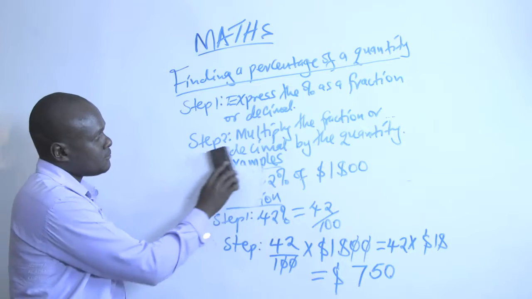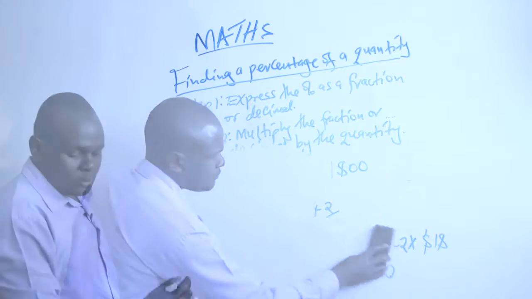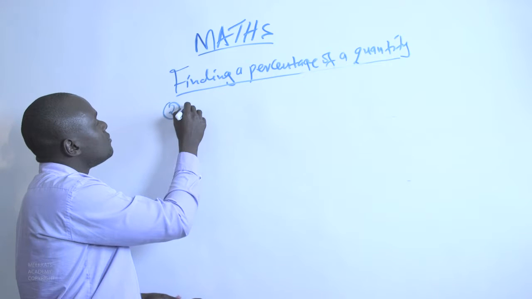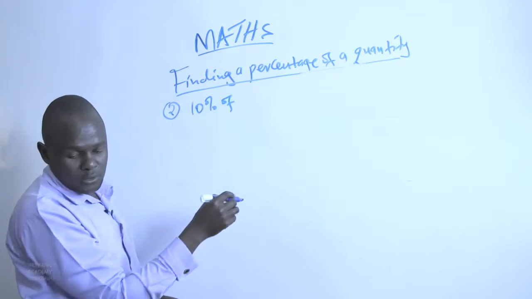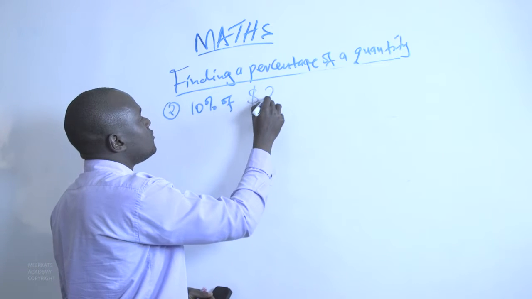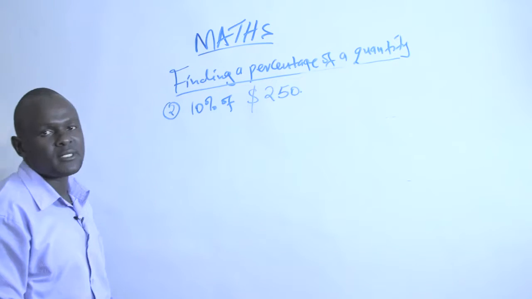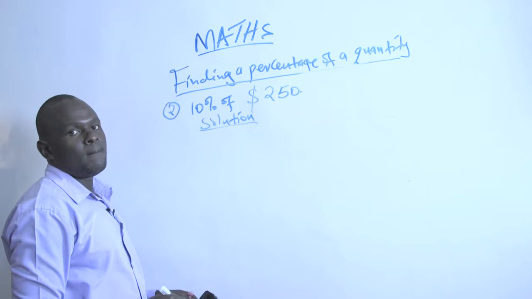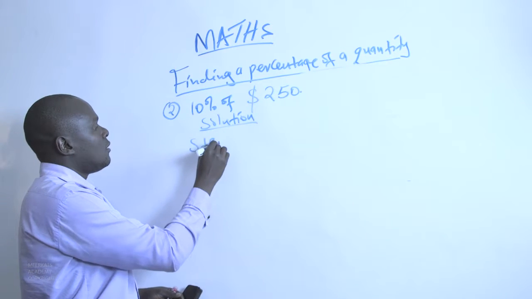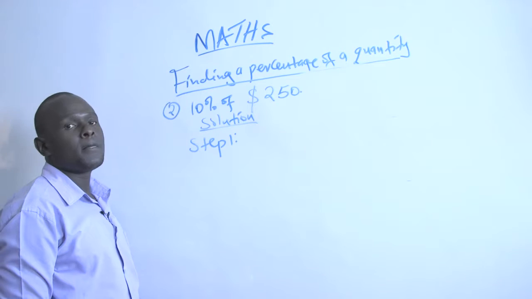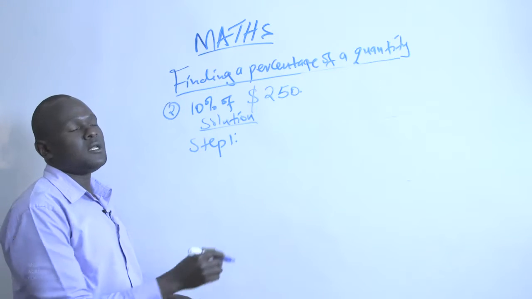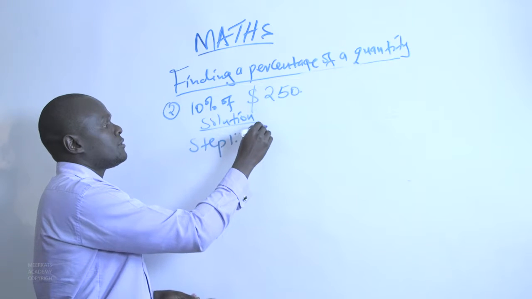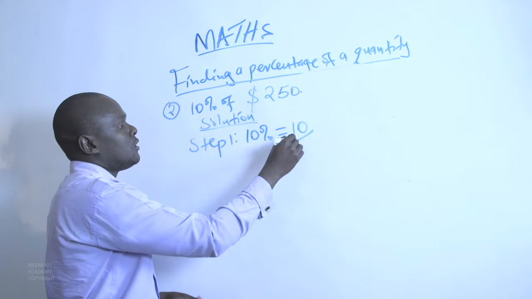Let us look at more examples of the same. The second example requires us to find 10% of 250 pounds. Our two steps will come in handy when we are solving this. We first of all express 10% as a fraction or a decimal. 10% is equivalent to 10 out of 100.